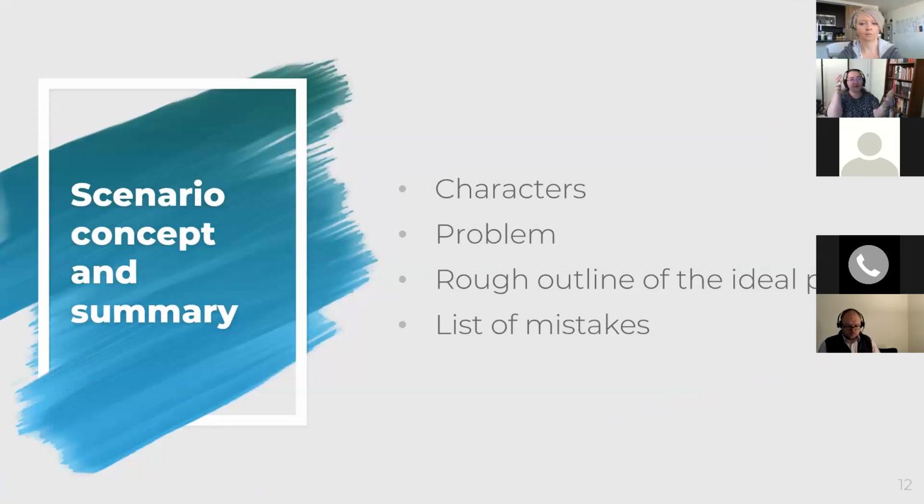So at the end of doing these conversations with your SME and whatever stakeholders you're talking to, I write up a scenario concept summary. So that's going to tell me the characters of the problem, sort of a rough outline of the ideal path, real high level at this point, and a list of mistakes. Potentially with some of those consequences that I've identified.